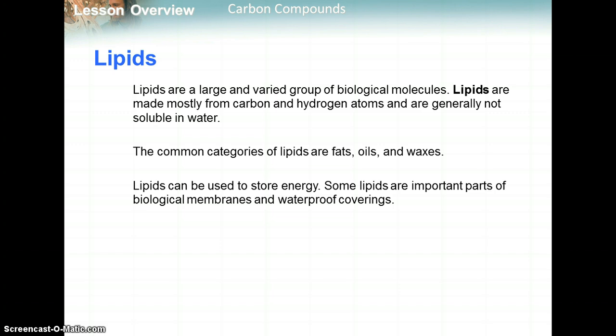So a lot of us, most of us, especially Americans, have an excess amount of lipids or fat used for storage energy. So we're really good at conserving our fat. It's hard to lose fat. Some lipids are important, again, for plasma membranes of a cell.